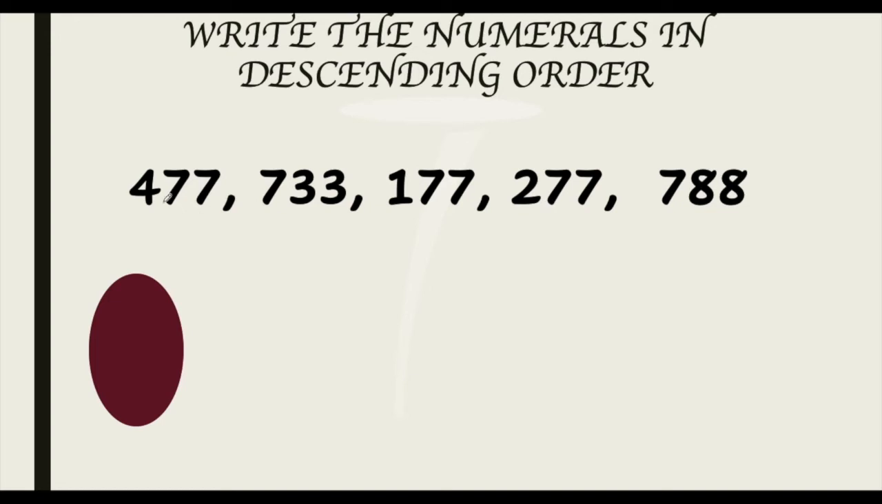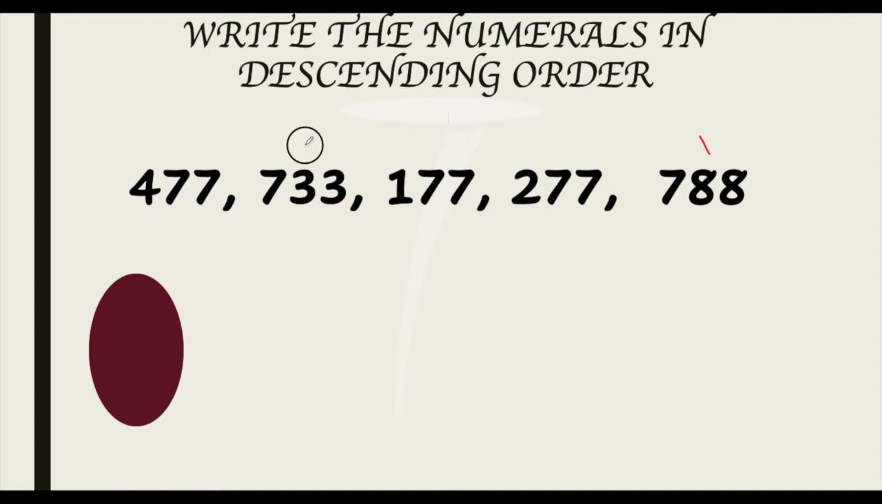So let us see the numbers in the hundreds place. In 477 we have 4. In 733 we have 7. In 177 we have 1. In 277 we have 2. In 788 we have 7. So among these, which has the greatest number in the hundreds place? That is 733 and 788. But these two numbers have the same number in the hundreds place. Then we have to look at the number in the tens place. Here we have 3 and here we have 8. So that makes 788 the greatest number.